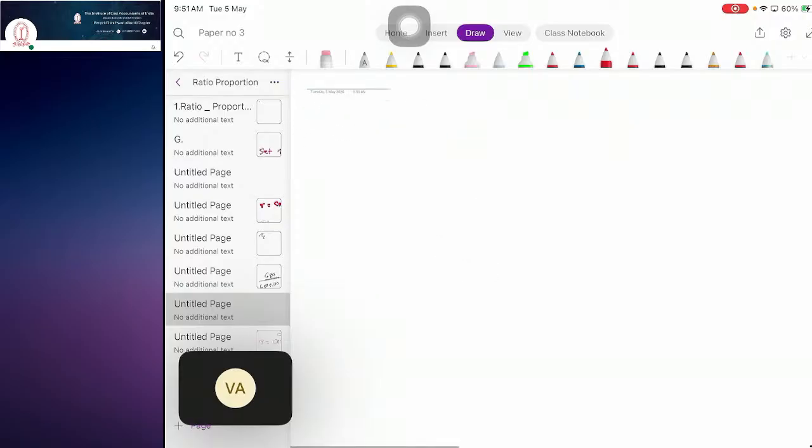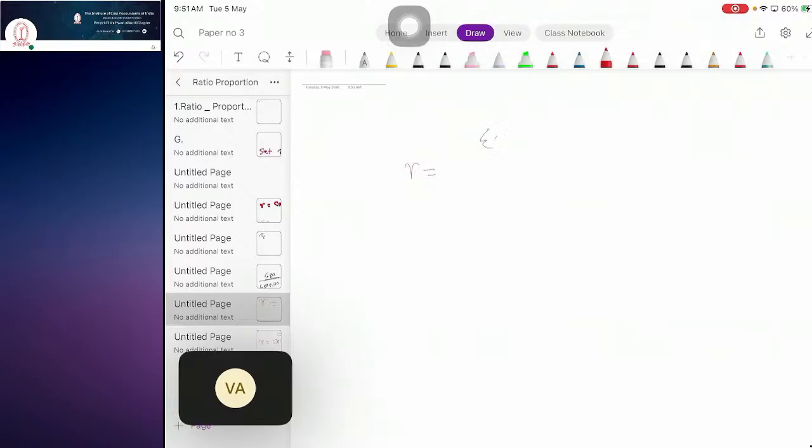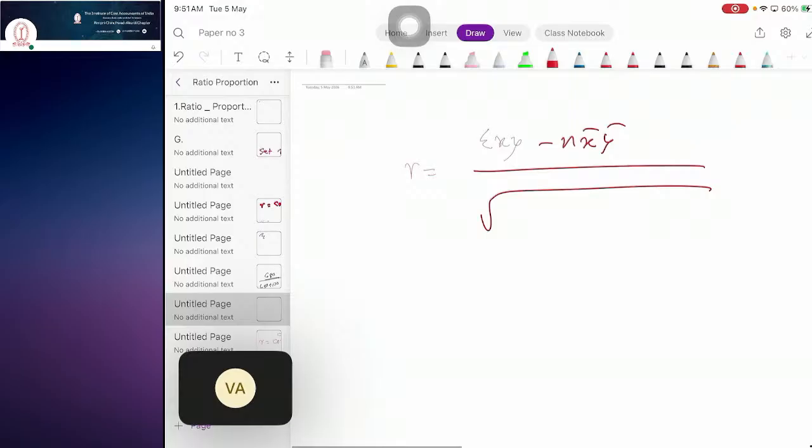Again I will write it down for you: r is equal to summation of xy minus n x bar y bar upon under root of summation of x square minus n x bar square in first bracket, and in second bracket, summation of y square minus n y bar square. This is the formula for calculating Karl Pearson's coefficient of correlation.